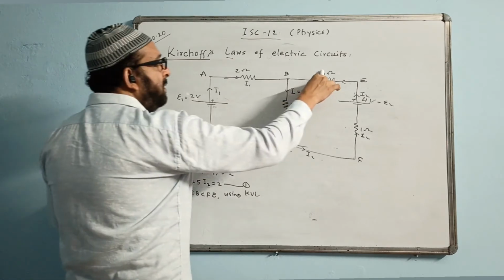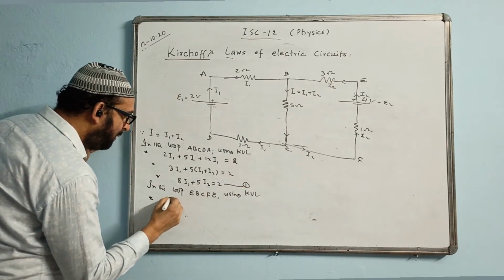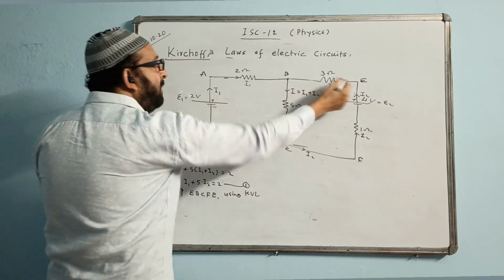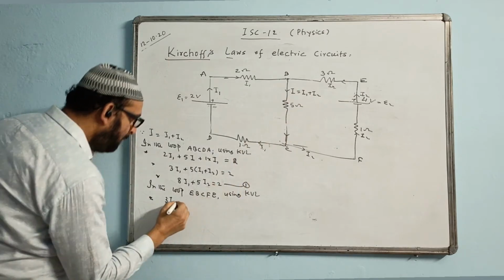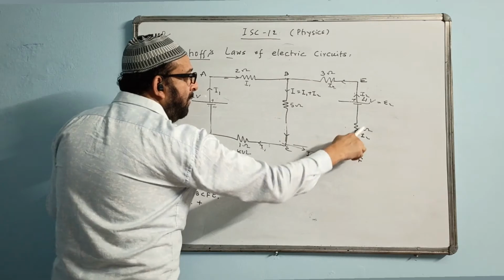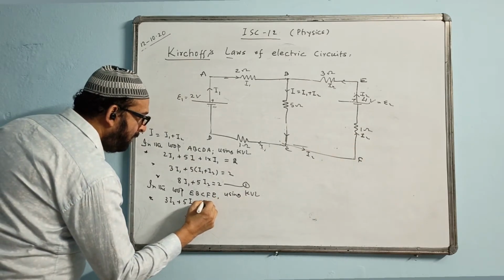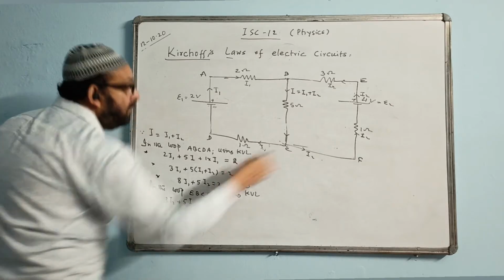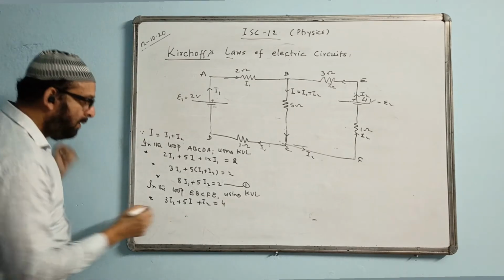How to use? This is the resistance, this is the current, 3 multiplied by this, you can write directly 3I2. All in the same direction, we will be writing positive. Plus 5I, plus this one, plus 1 into I2, that is I2 only, equal to, directly write, this is minus 4 equal to 0, or write directly equal to 4.